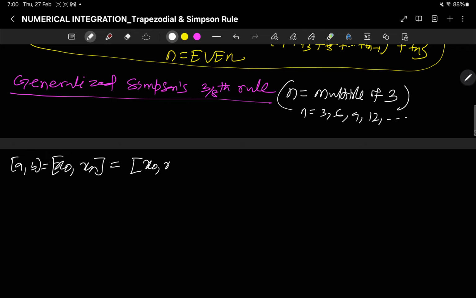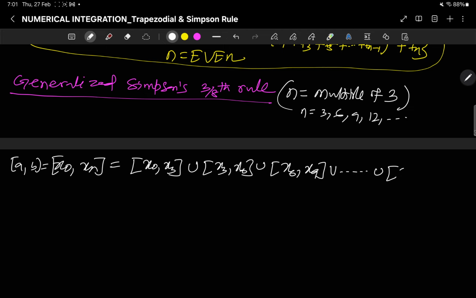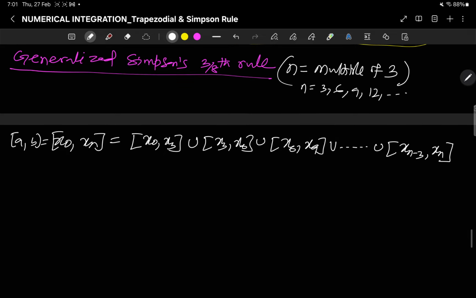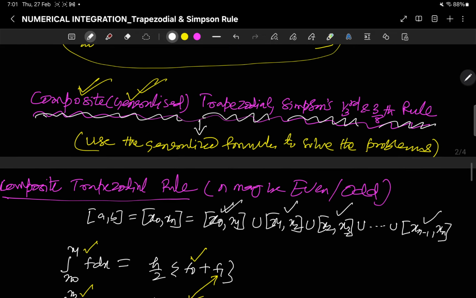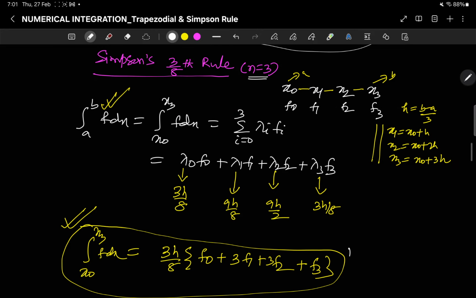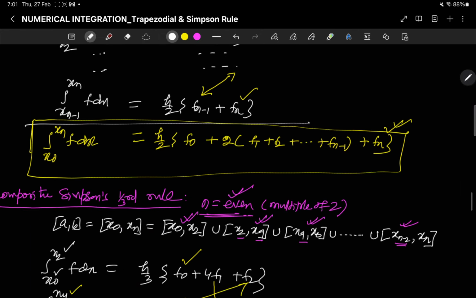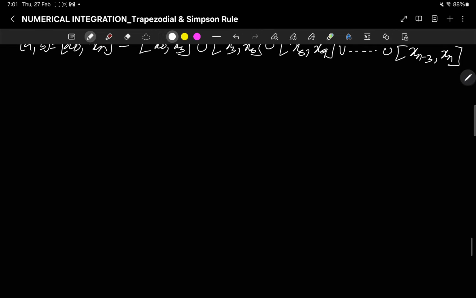x0 to x3, then x3 to x6, then x6 to x9, likewise you have your xn minus 3 to xn. Okay, n is a multiple of 3 here. Now in this interval we already know the formula, Simpson's 3/8 rule for x0 to x3. So accordingly in each interval we will find a formula.